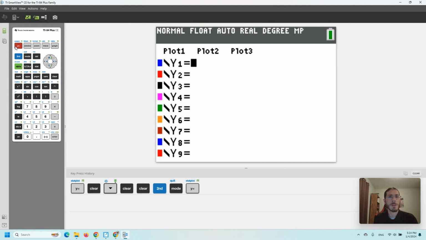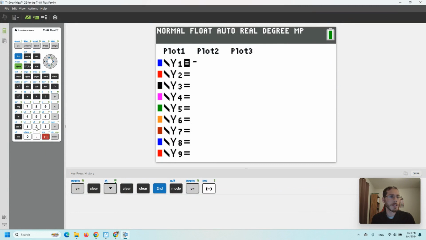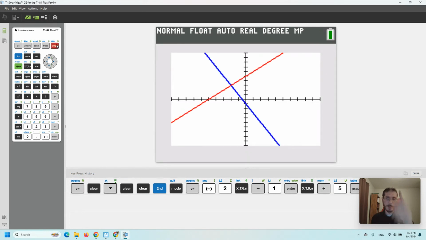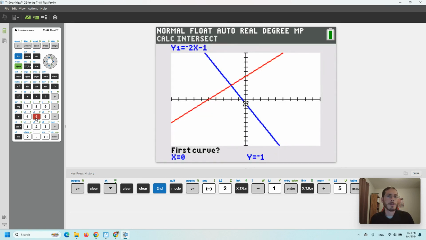So for this one, what were our equations again? Negative 2x minus 1, and then we had x plus 5. So what we're going to do is graph it. I can see where they cross, so that's good. Now that I can see where they cross, I'm going to hit second, and the trace button for calculate. Pick number 5. I want to find out where those cross. I want to find their intersection.